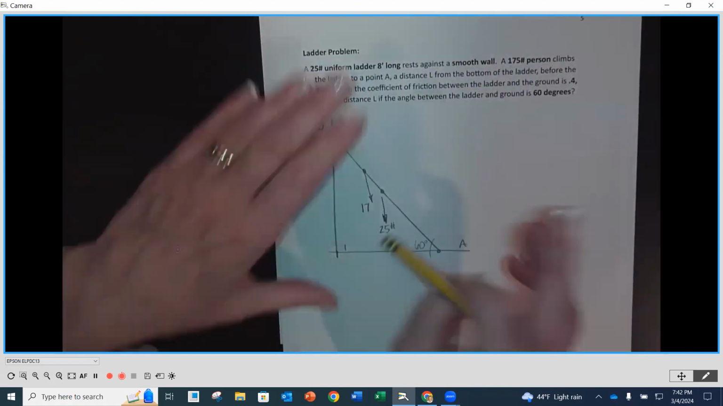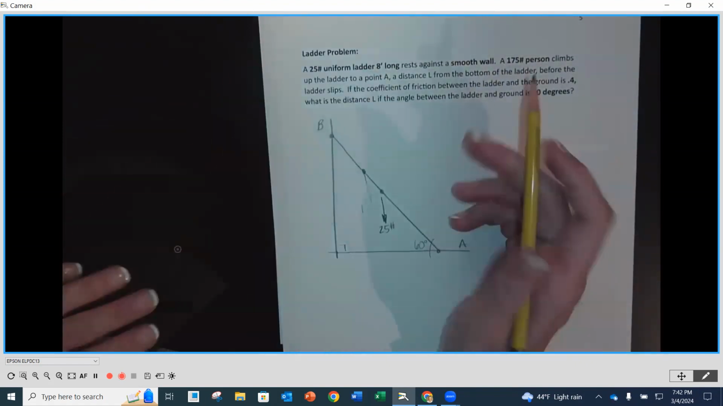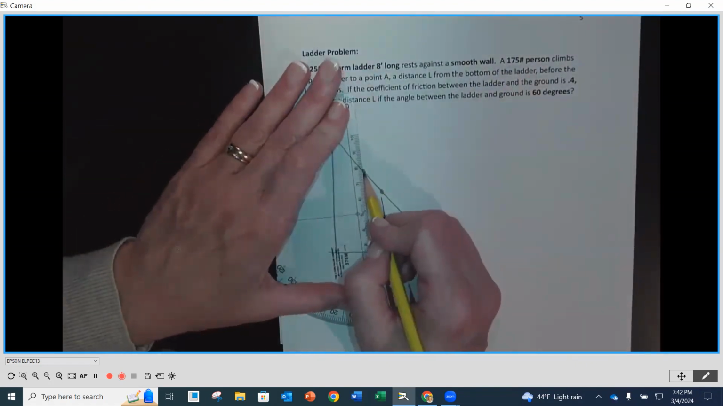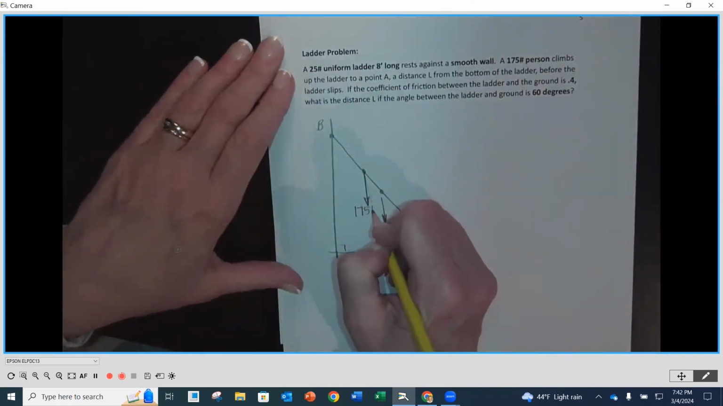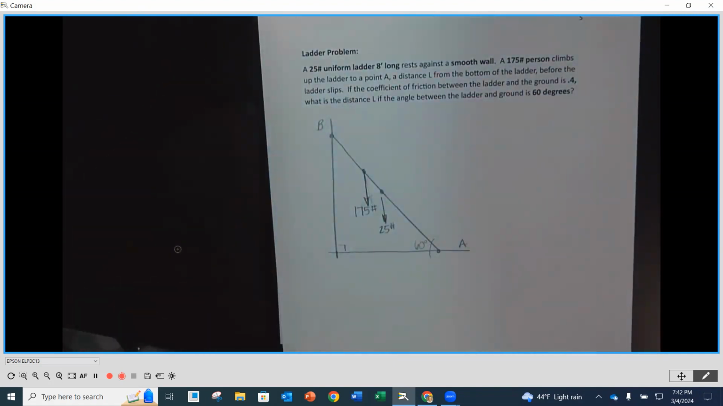This is going to be one. Not very straight. I should be using my straight edge. I should know better than that. There we go. This is going to be 175 pounds. Okay.